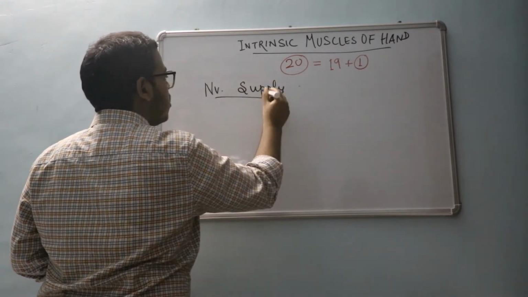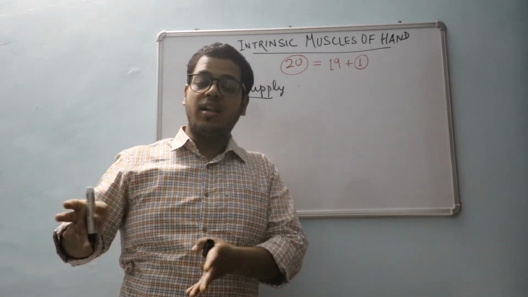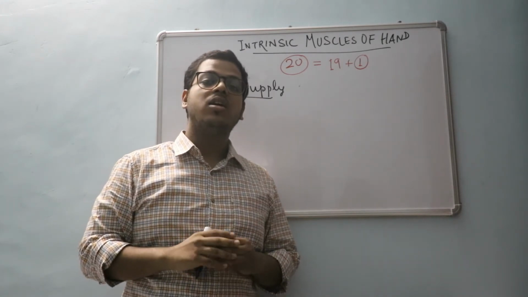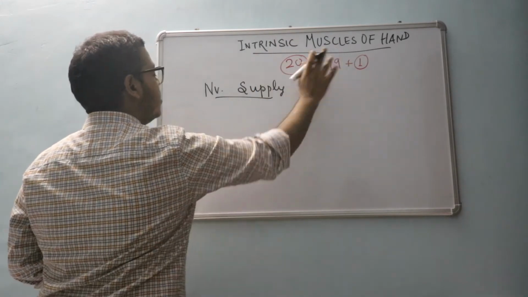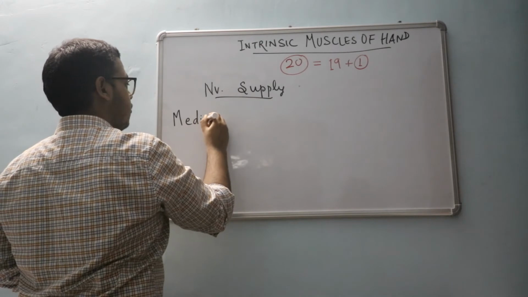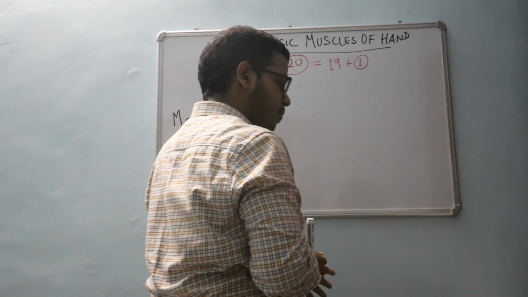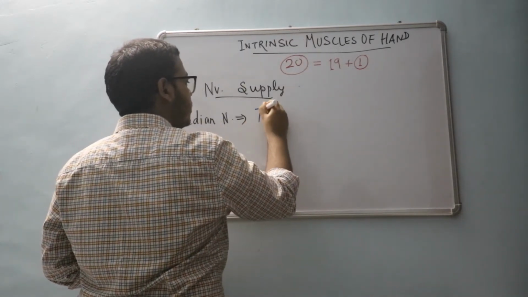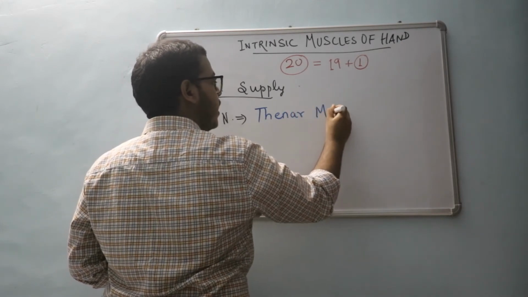Okay. So the major nerve supply of the intrinsic muscles of the hand is by the ulnar nerve, and also some of the muscles are supplied by the median nerve. So these are the only two nerves which supply the intrinsic muscles of the hand. First, I'll just write down about the median nerve. What are the muscles that the median nerve supplies? So the median nerve supplies the thenar muscles.